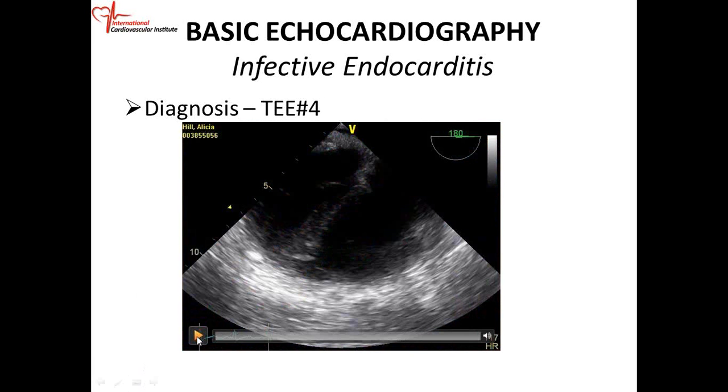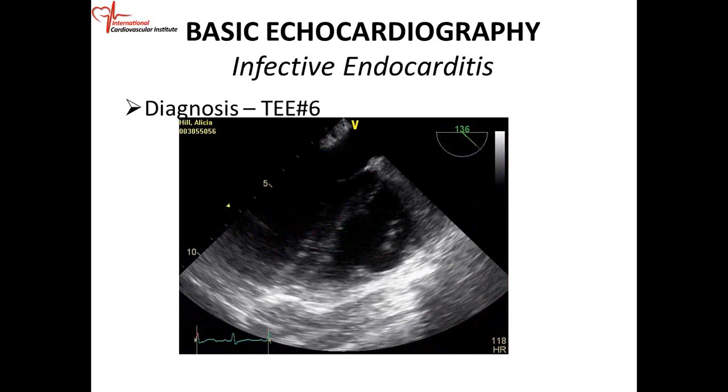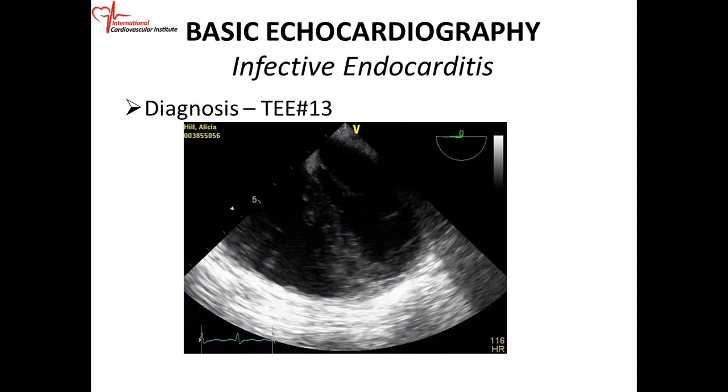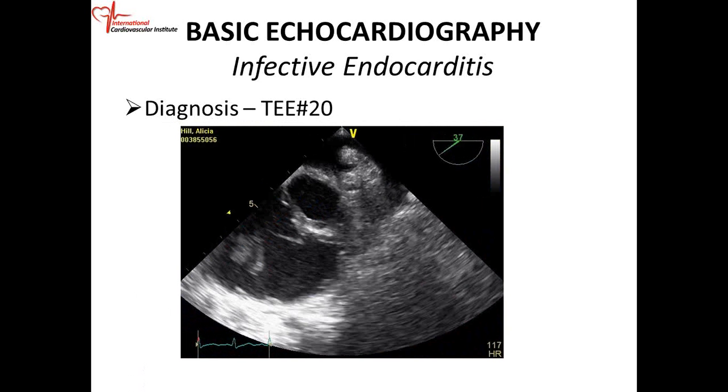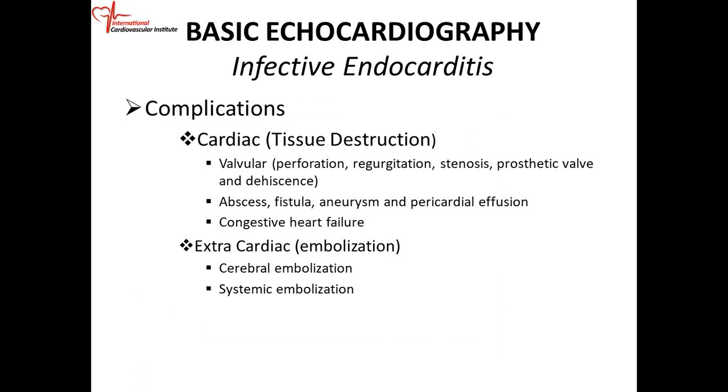So again, you may need a transesophageal echo if your clinical suspicion is high and the transthoracic echo is not very helpful. All right. So the important thing is to know how to make the diagnosis. You have to know your major criteria, your minor criteria. All right. And then, when you see a vegetation, you have to state clearly the location of the vegetation. So you have to know the anatomy.